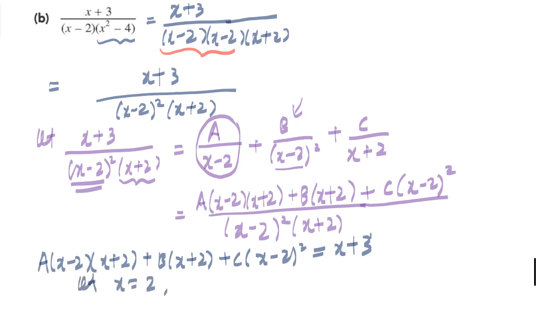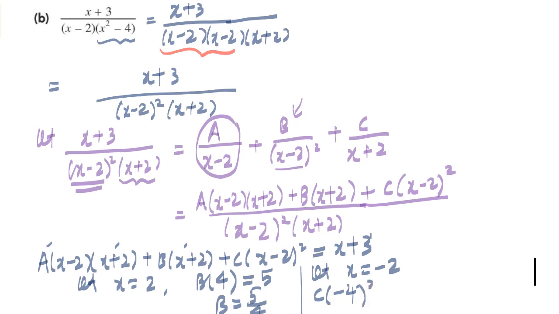So let x equals 2, then my A will be gone and my C will be gone, so I can find my B. So B will be 5 over 4. Alright, after finding the value of B, I can let x equal negative 2. Right, if I let x be negative 2 here, then I can eliminate my A and B, so I can find my C. So that gives me negative 4 squared, negative 1. So that will be 16C equals 1, C equals 1 over 16. Alright, okay, so I found the values of B and C.